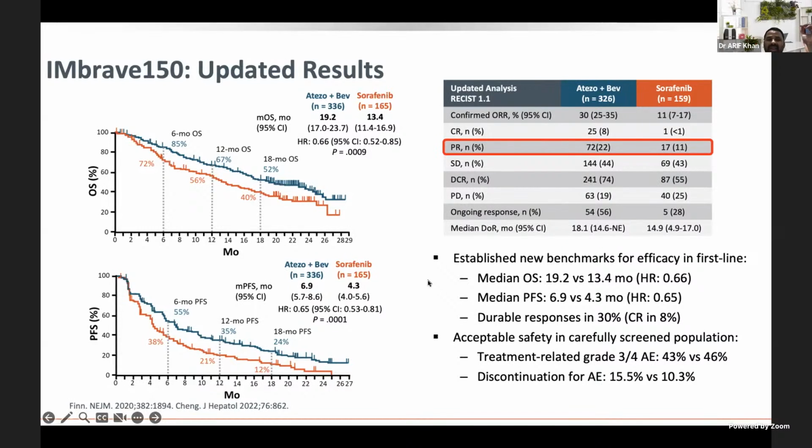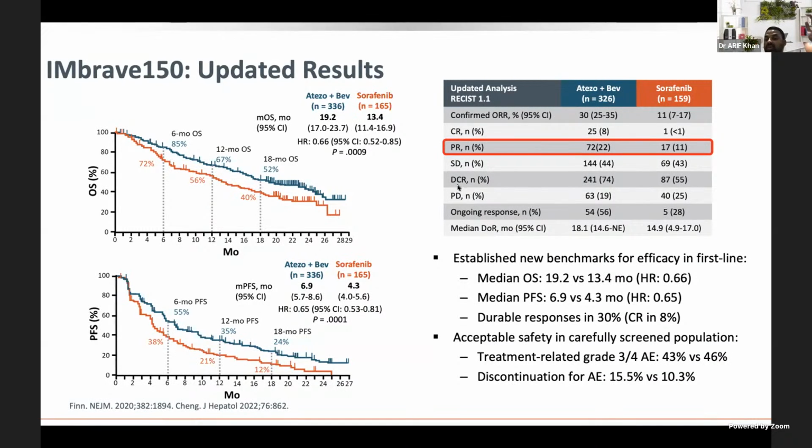So this trial served as a benchmark for efficacy in the first line. It improved the OS, improved the PFS, improved the response rates. The response rates of 30% were never seen in HCC before. So this was a landmark, practice-changing trial, which led to immediate approval in the frontline setting.